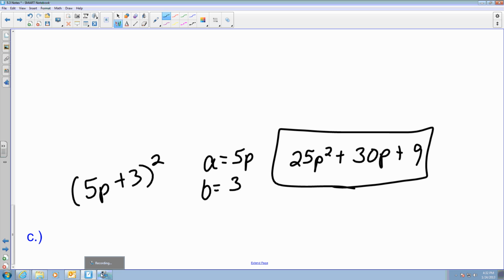And that is adding, subtracting, multiplying polynomials. Hope this helps.